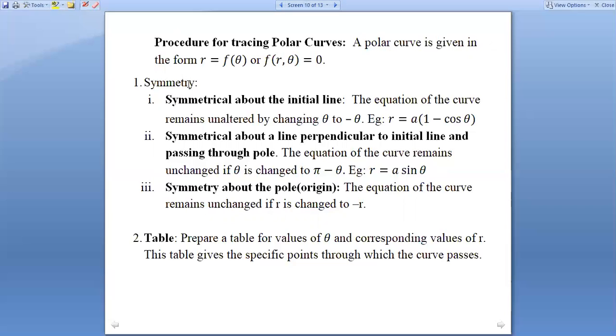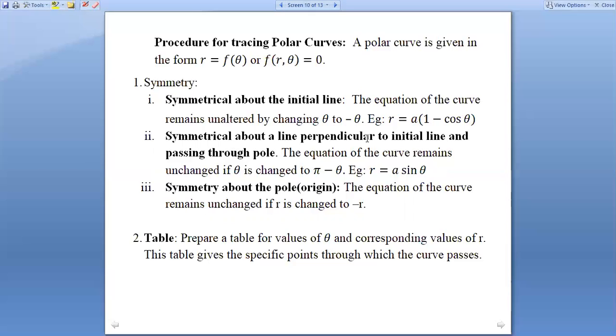Even in this case, you need to find out what is the symmetry. So symmetrical about the initial line means that is nothing but the x-axis which we consider. If the equation of the curve remains unaltered by changing theta to minus theta, the curve is symmetrical about the initial line. Say for example, r is equal to a into 1 minus cos theta. You replace theta by minus theta. Cos of minus theta is cos theta itself. So the equation remains the same. So you can say that this curve is symmetrical about the initial line.